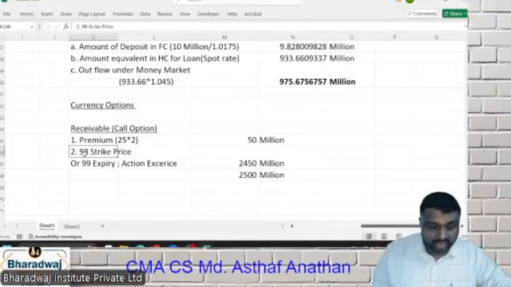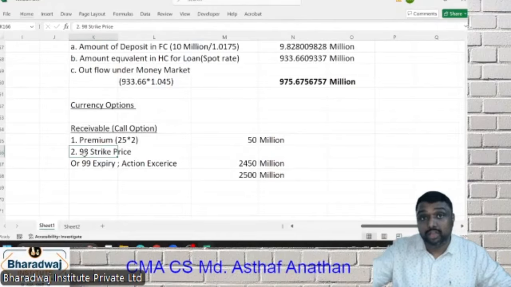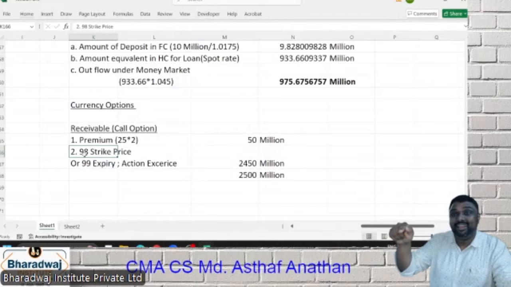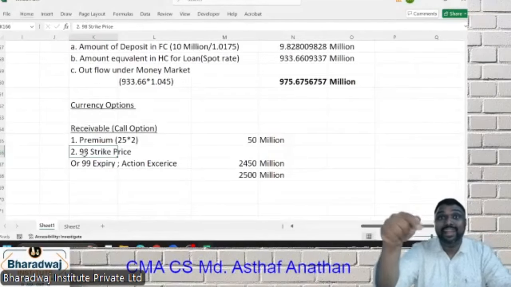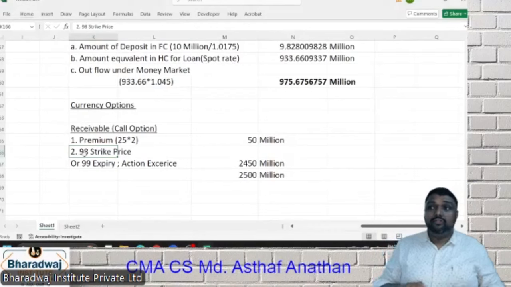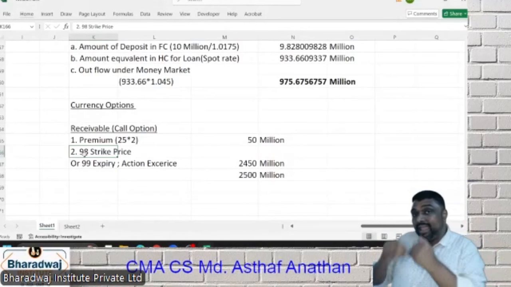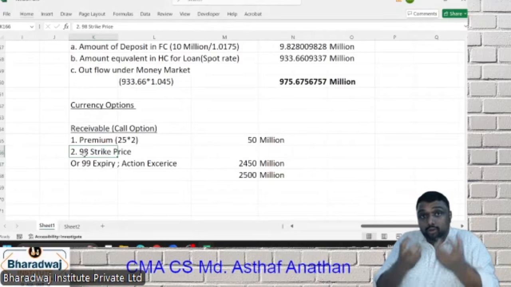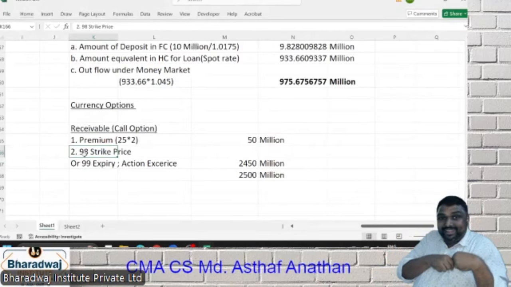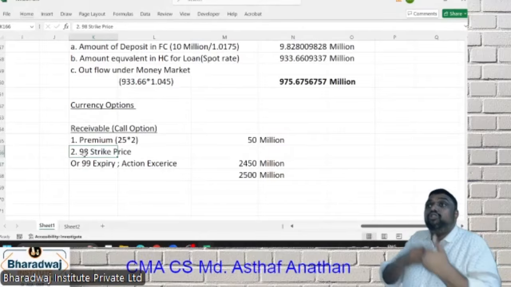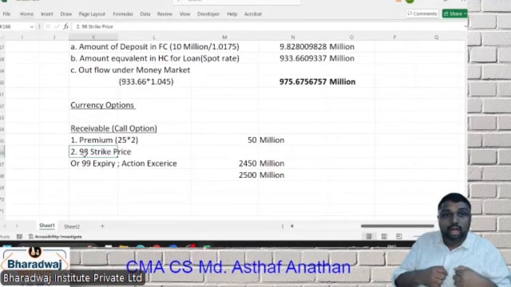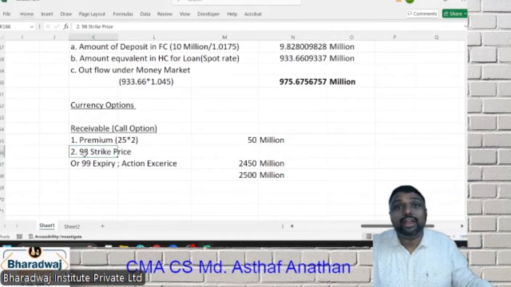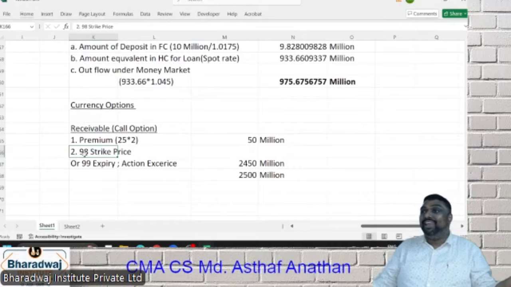You have to be very clear. If you exercise, you will get 98 for €1. If you lapse it, you will get 99 for €1. It's a receivable only. We have to think from the receivable perspective. I thought of it as payable, one moment. So let us rethink. If it is a receivable, you have euro because you are getting euro in your pocket. So this euro, if you give to the bank, they will give you two options, 98 or 99. Which one will you choose? You will choose 99 only because you want more rupee.